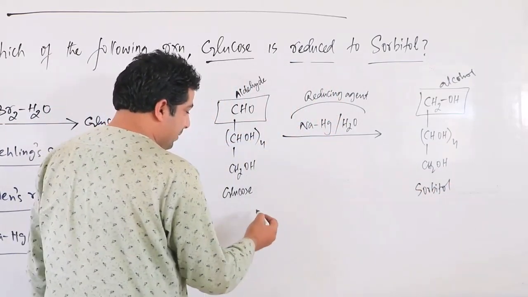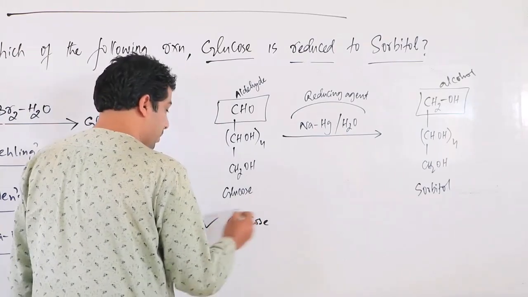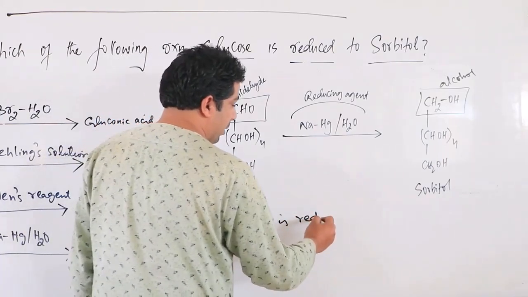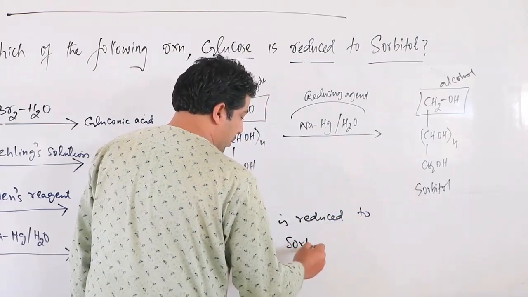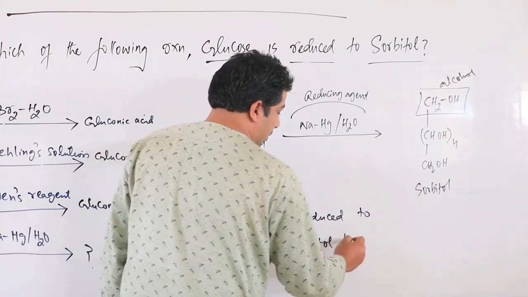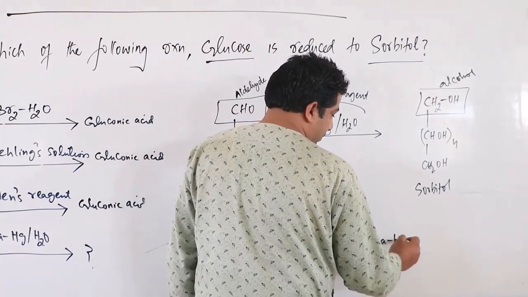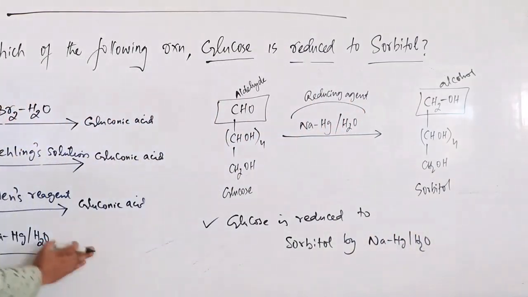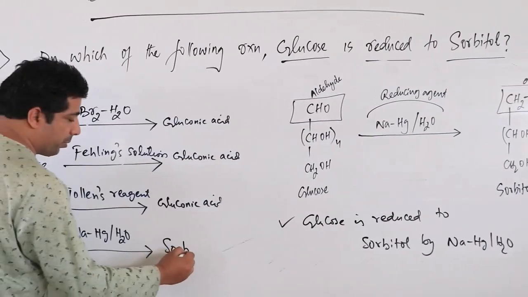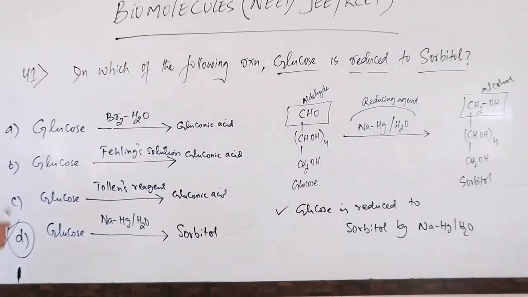So I will say that glucose is reduced to sorbitol by sodium amalgam. So my dear friends, here we have sorbitol. Please remember that. So that D option is our answer.